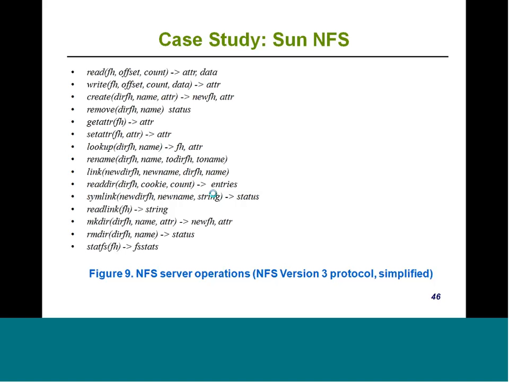The read link command takes the file handle and returns a string, which is just the expanded link path. Make directory creates a new directory, and for that it gives you the new file handle and the attributes. And then remove directory removes a directory. And then stat file system, with the file handle, gives the file system status. So these are some of the commands that are used in the Sun NFS, which is one of the very popular systems.